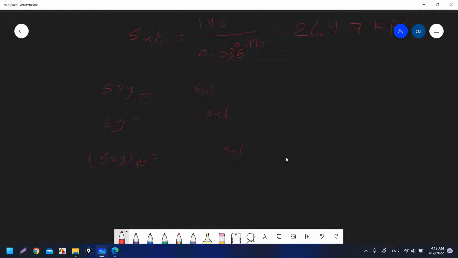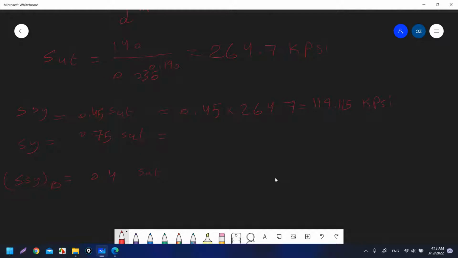So it is 0.45, 0.75, and 0.4. 0.45 times 264.7 will give you 119.115 kilopound per square inch. 0.75 times 264.7 is equal to 198.525 kilopound per square inch, and 0.4 times 264.7 will give you 105.88 kilopound per square inch.